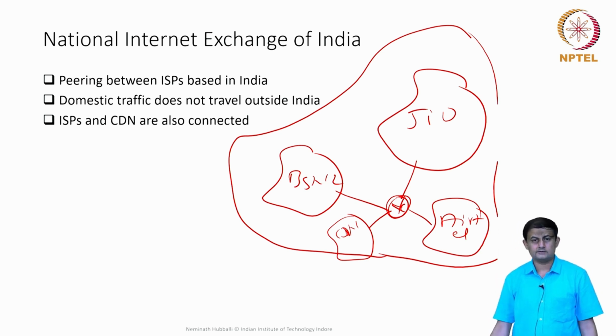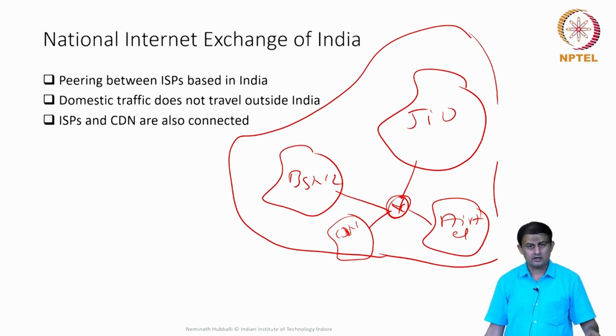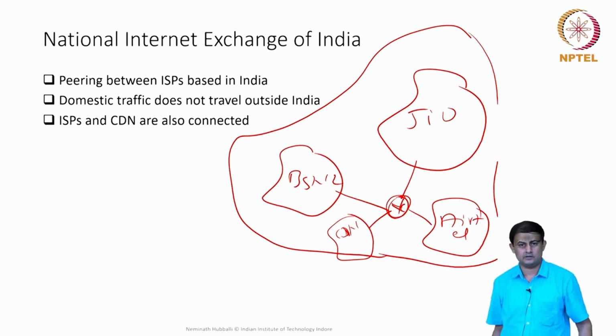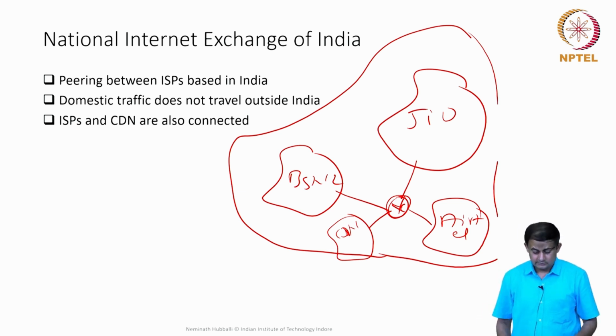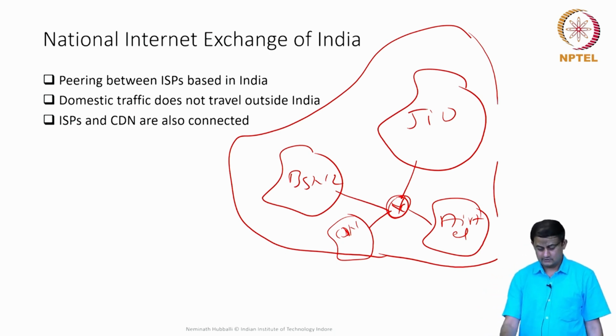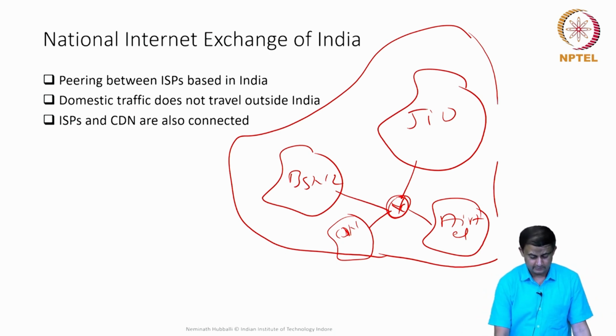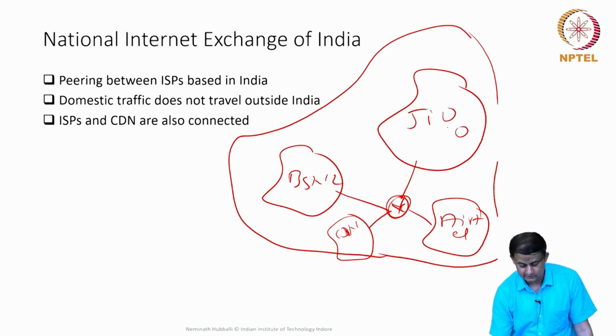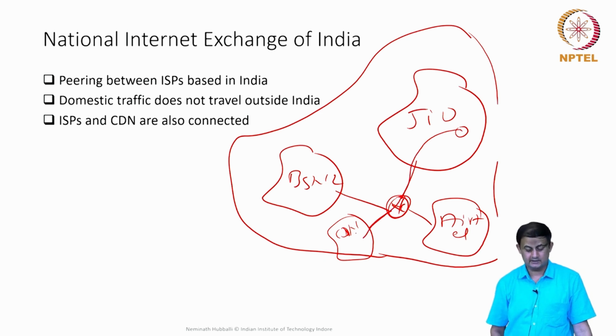In fact, in the NIXI network as we speak today, there are CDN networks which are also connected to these internet exchange points. So they can also peer their connection to this exchange point and then deliver. So if, let's say, a subscriber sitting in the Jio network wants to access content located on a server in this CDN network, again the same concept works.